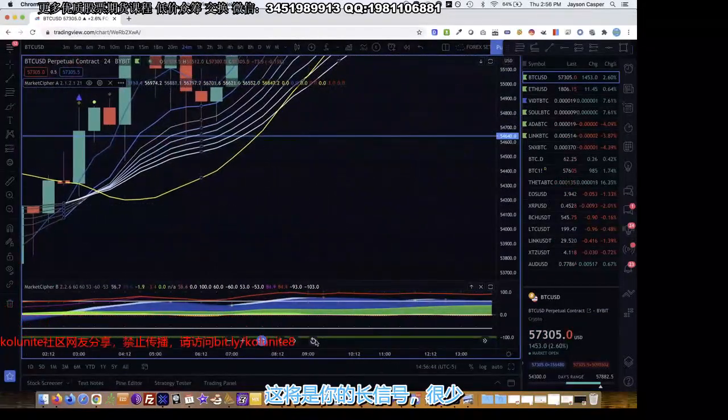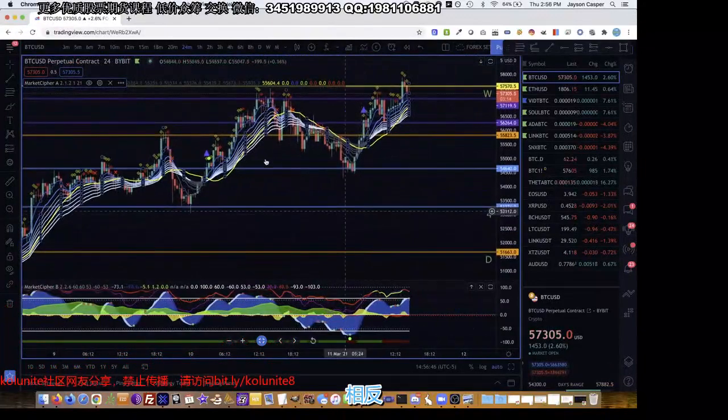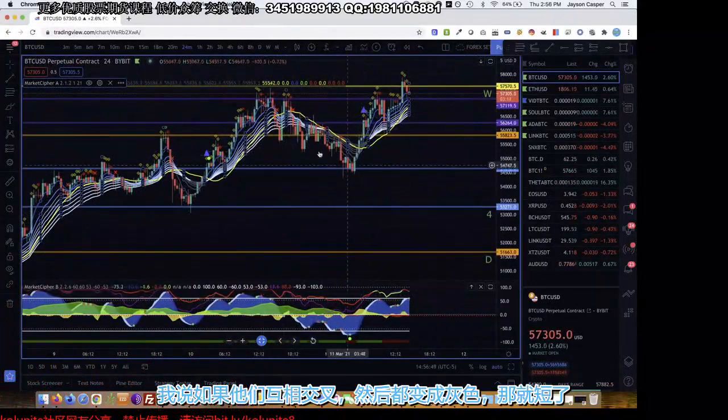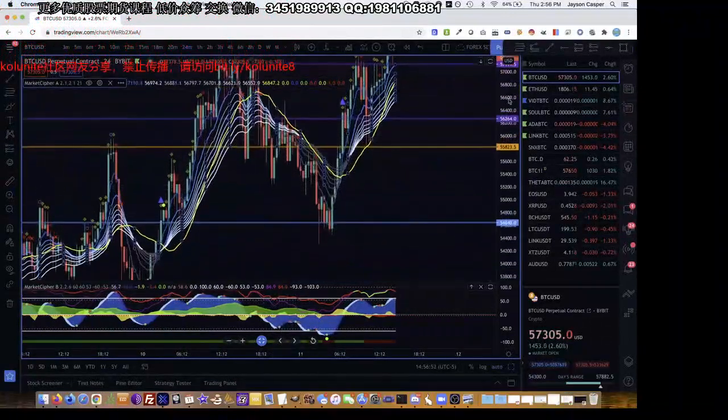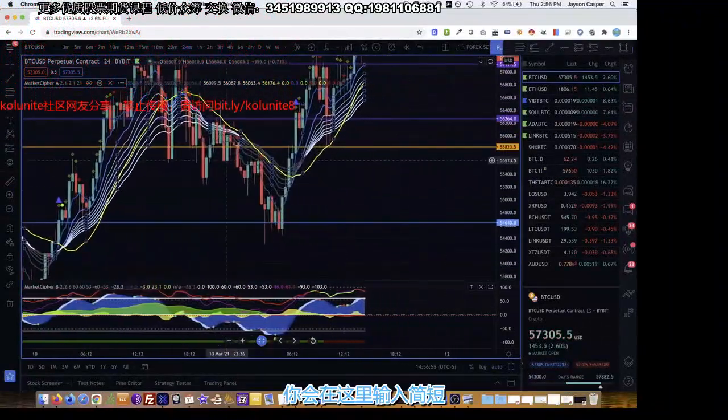And contrarily, I say, if they cross under each other and they all turn gray, then that would be a short signal, all right? So you would have entered short right here.